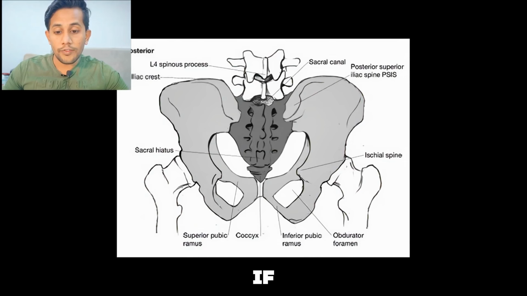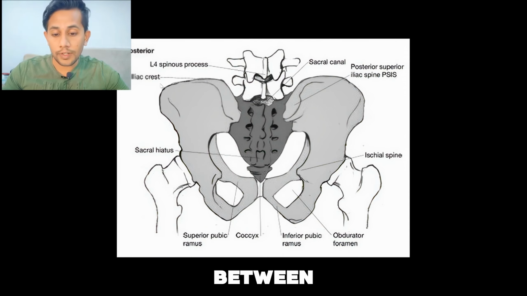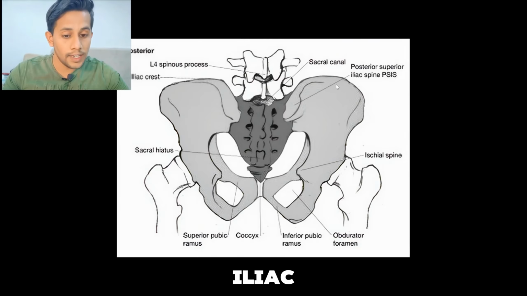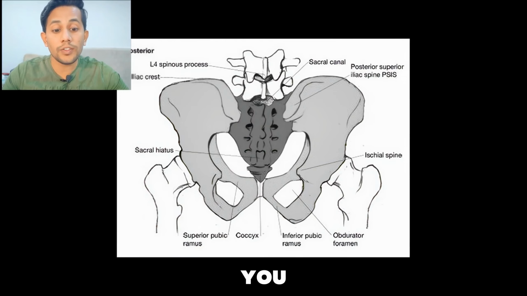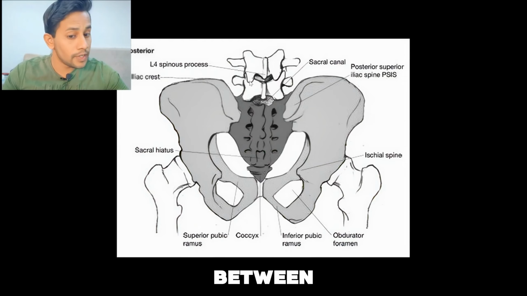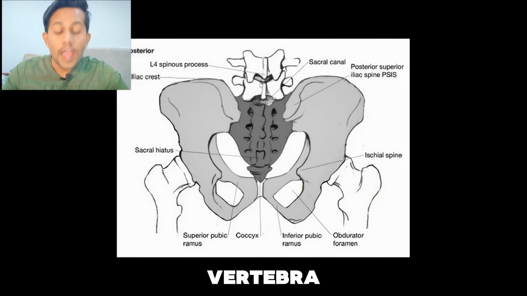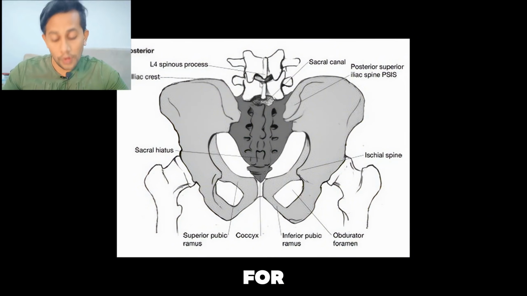If I can zoom in, if you take a look at the left side, this is the iliac crest. If you just trace the line between the left iliac crest and the right iliac crest, you will find the L4 spinous process. It is in between your iliac crest. All you have to do is feel your way around and you should be able to find the L4 spinous process. Once you find the L4 vertebra, you can trace the gap between the L4 and the L5 vertebra, and that is your point for lumbar puncture.